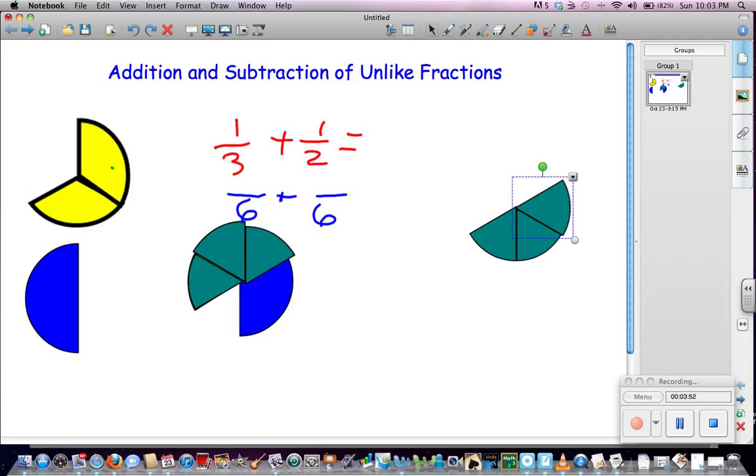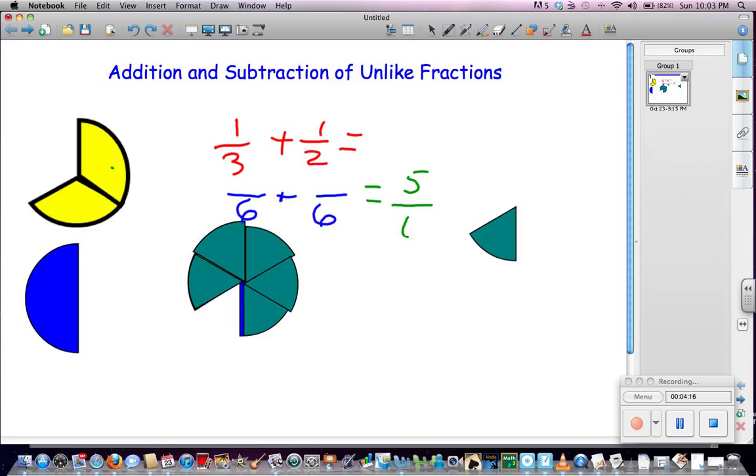Before we figure out the answer to this problem, there we go, let's see what we have. Okay, it looks like our answer should be 5/6. So let's go ahead and see why we got that. Let's put the answer here. Let's put it in green.